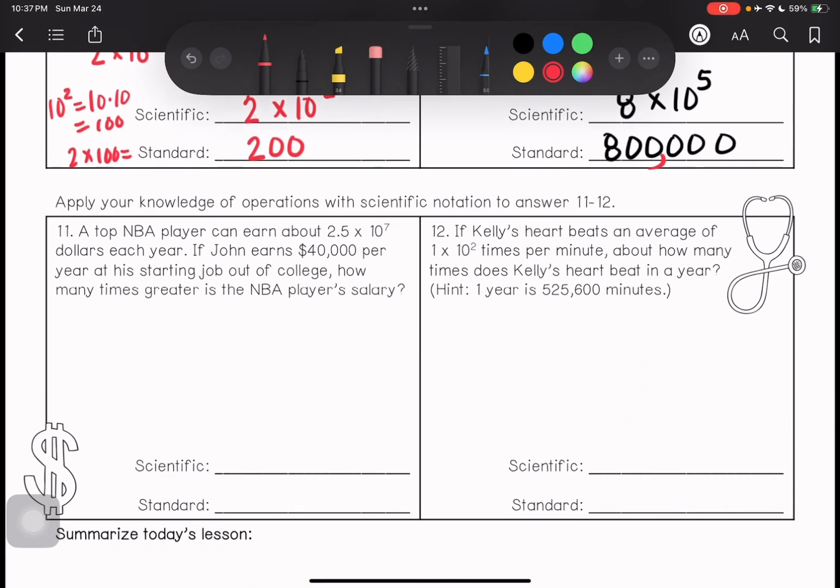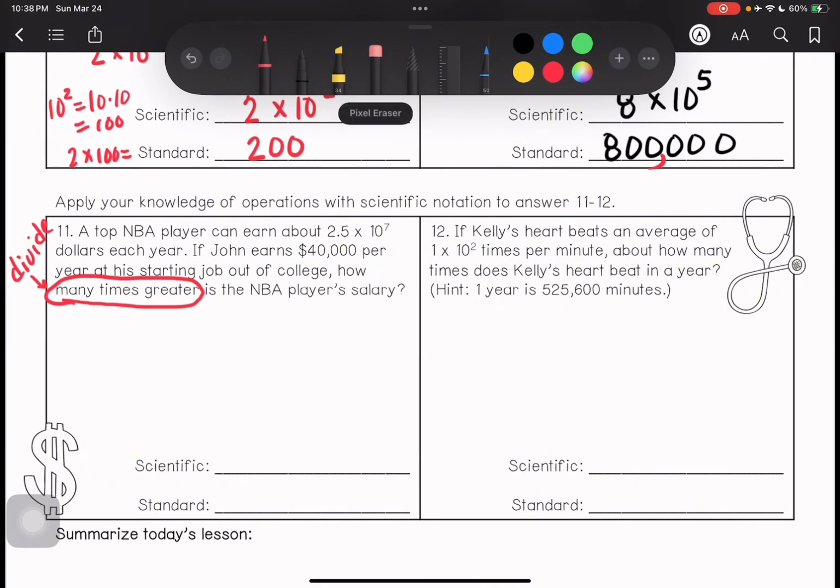Number 11. Apply your knowledge of operations with scientific notation to answer numbers 11 and 12. Number 11. A top NBA player can earn about 2 and 5/10 times 10 to the 7 dollars per year. If John earns $40,000 per year at his starting job out of college, how many times greater is the NBA player's salary? So this phrase, how many times greater, means we should be dividing to get the answer, because it's how many times greater.